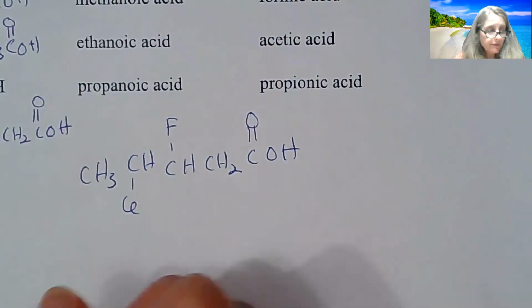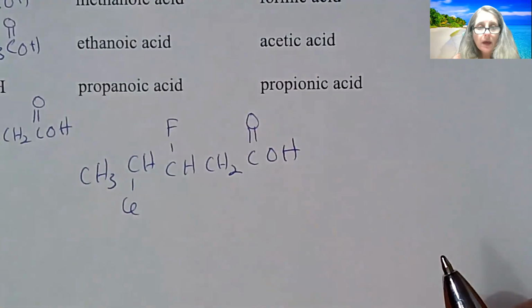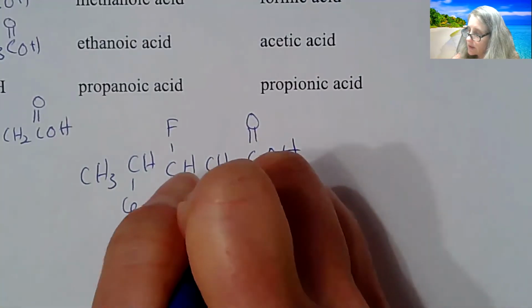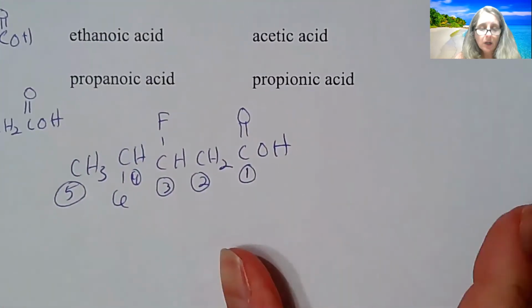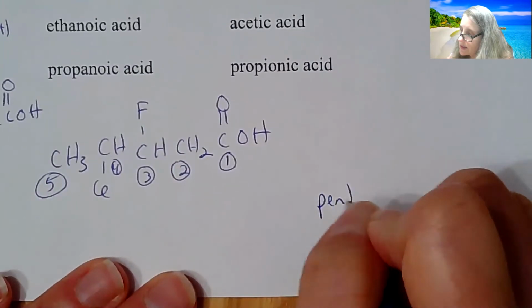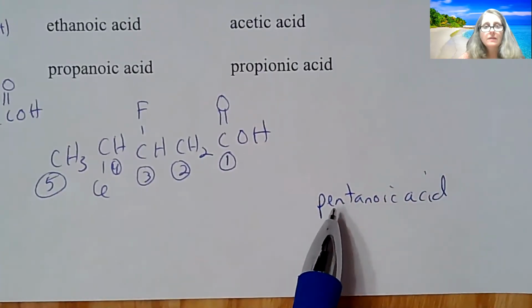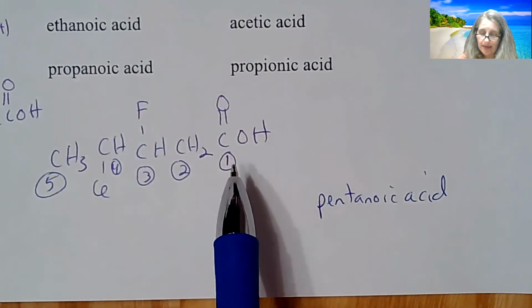So again, with all functional groups, you're always going to start numbering wherever that functional group happens to be. So this is the number 1 carbon, no matter what. So I have a total of 5 carbons in a row. 5 is pent, so this is going to end in pentanoic acid. Again, I don't need a number because the carboxylic acid is always on the end.